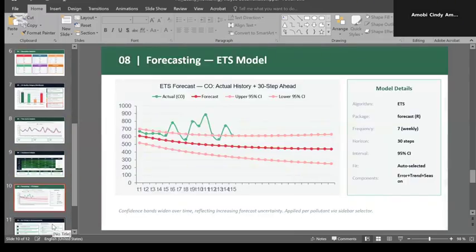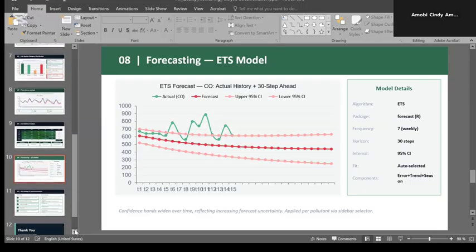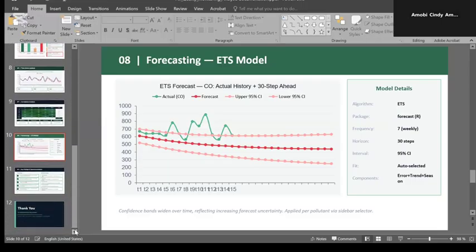Now, talking about forecasting. For forecasting, an ETS model was used, and ETS means error, trend, and seasonal. It was auto-selected through the R forecast package with a weekly frequency of 7 and a 30-step ahead horizon at a 95% confidence interval. As expected with any time series forecast, the confidence bands widen the further out the prediction goes, reflecting growing uncertainty. And this is applied per pollutant, and it is switchable live through the sidebar selector.